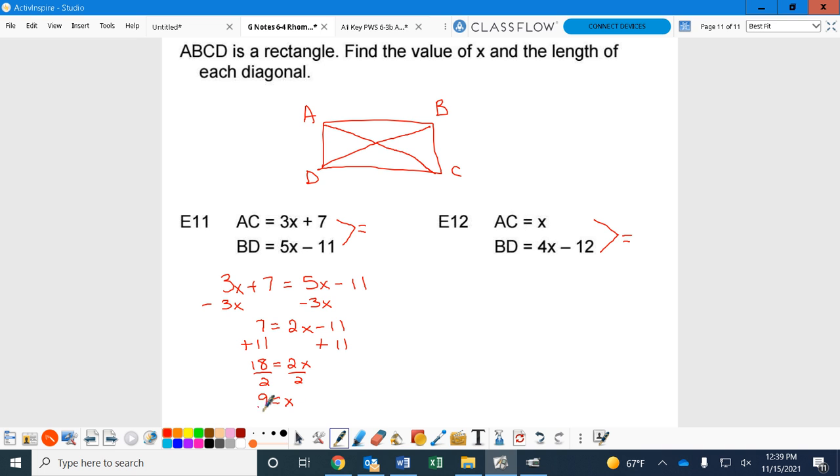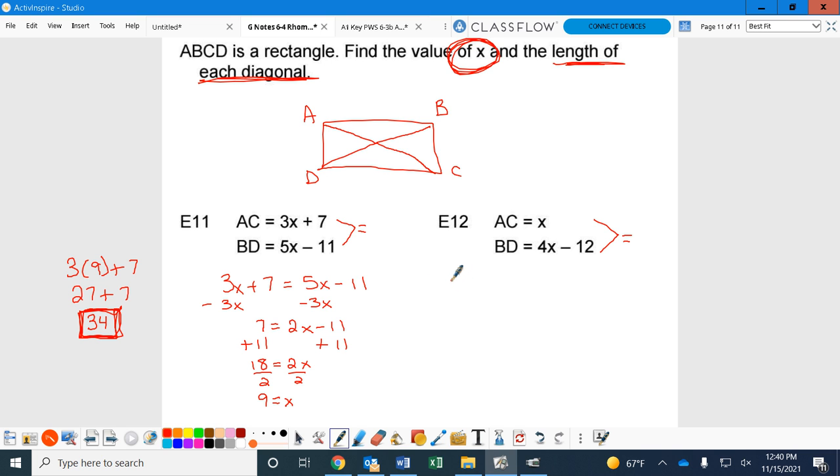Take that x, because guys, it doesn't ask just for x, it asks you to find the length of each diagonal, so you got to plug it back in. 3 times 9 plus 7 makes it 27 plus 7, which means each diagonal would be 34. Now, guys, I picked the second one for 2 reasons. The second one's here for the arithmetic.